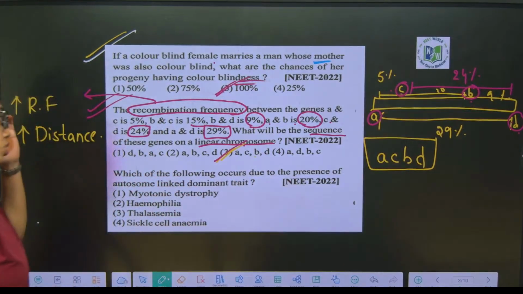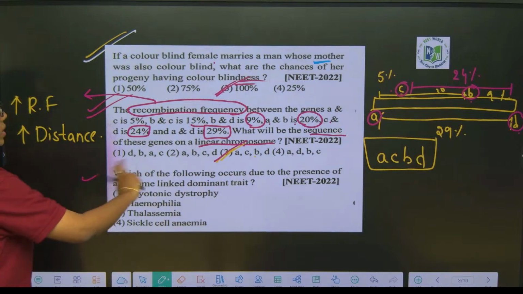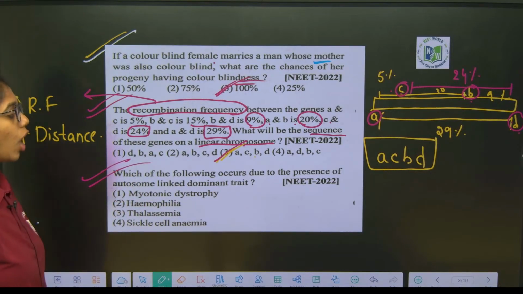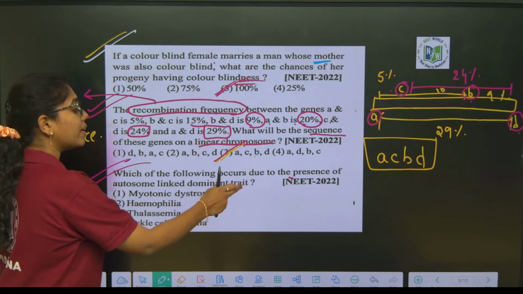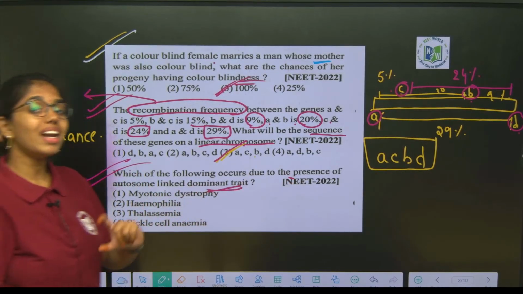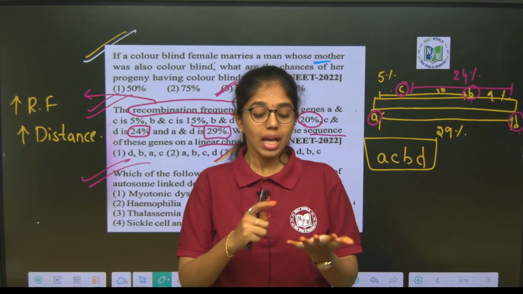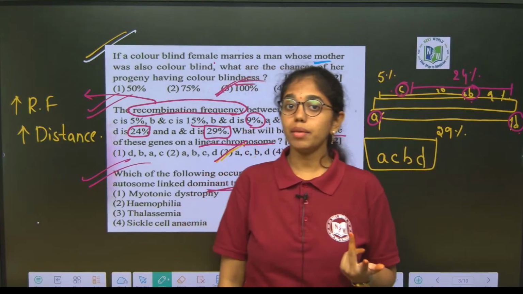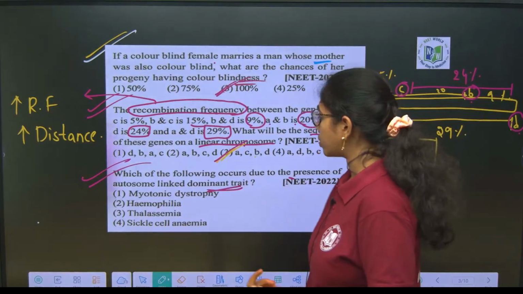So, these are the two questions from your NEET 2022. Now this question: which of the following occurs due to the presence of an autosome-linked dominant trait? Autosomal recessive disorders include thalassemia, sickle cell anemia, phenylketonuria. These are the autosomal recessive disorders.